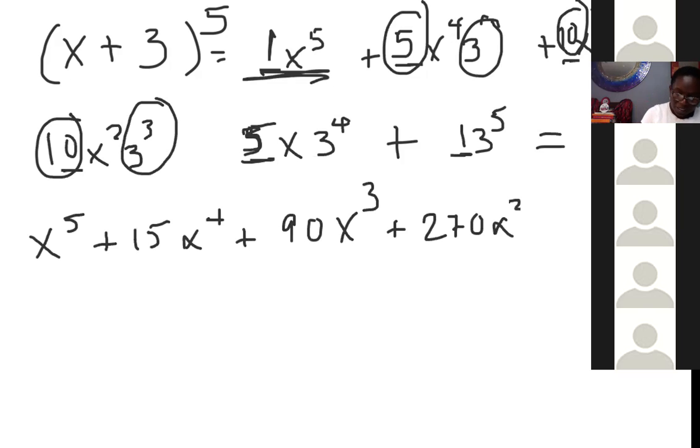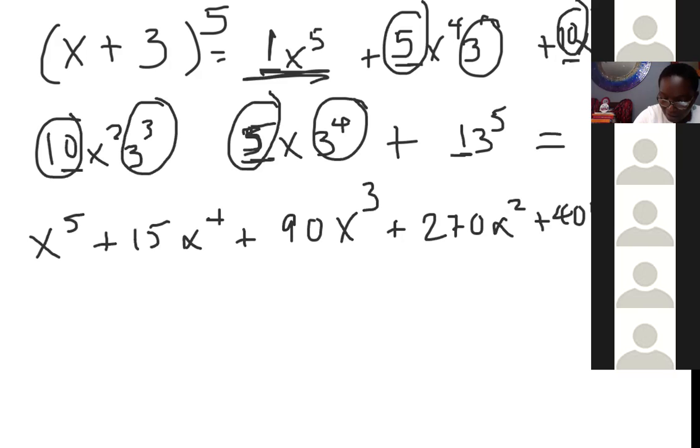x to the 2nd. I want you to notice how the powers of x are moving forward in descending order of powers. Now next, guys, we're going to multiply the coefficient of 5 by 3 to the 4th. 3 to the 4th is 81. 81 times 5 is 405, and then x. And then the last term is 3 to the 5th power, which is going to be 243. So there's the binomial expansion using Pascal's.